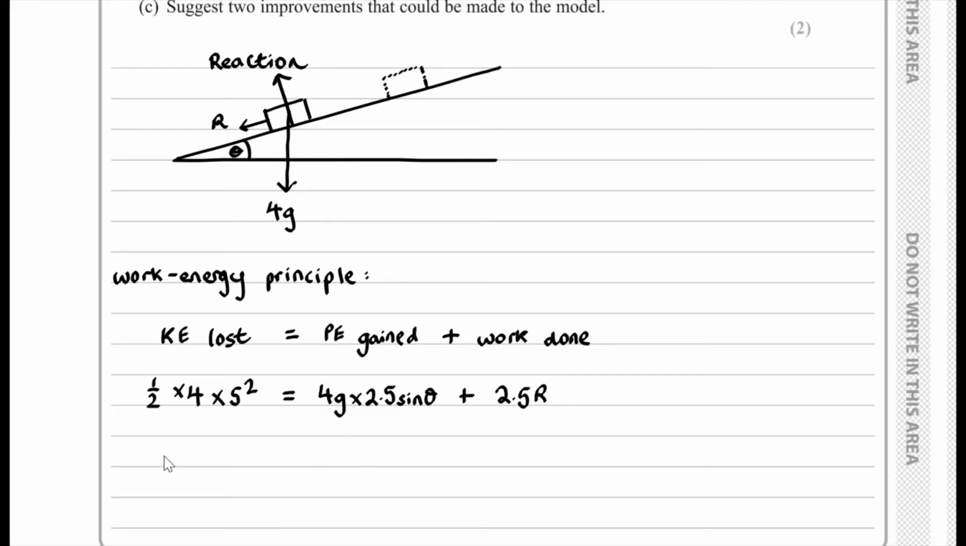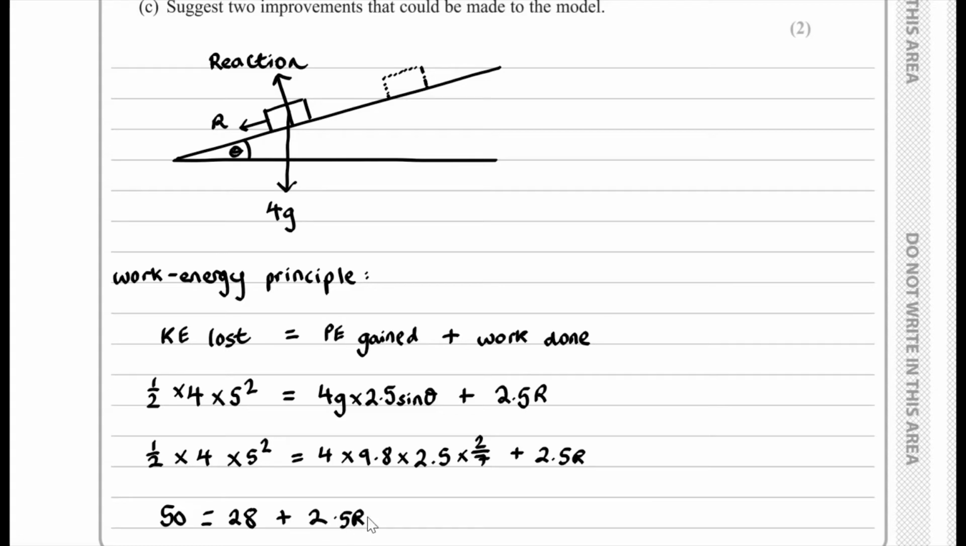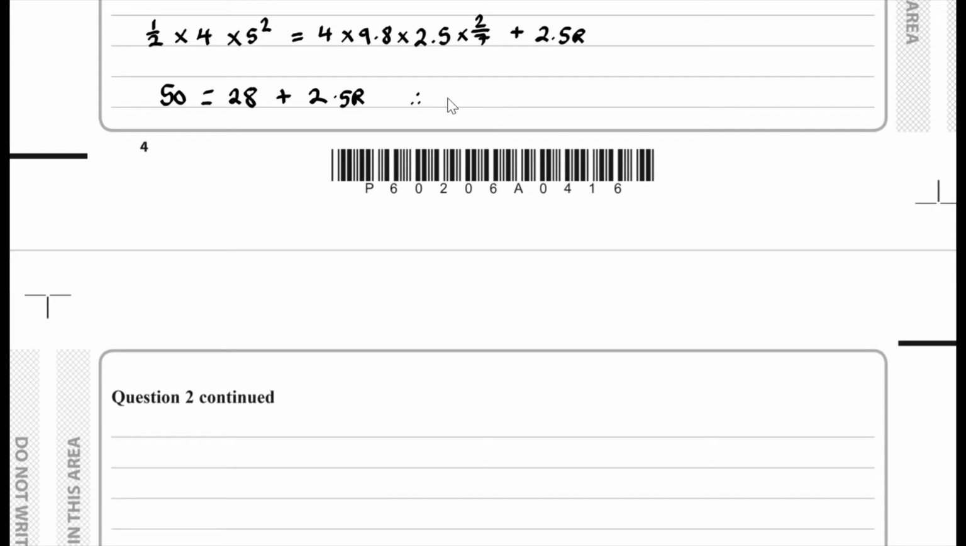Okay, so we know that sine theta is equal to 2 over 7, so we have 1/2 times 4 times 5 squared equals 4 times 9.8 times 2.5 times 2 over 7 plus 2.5 R. So we have 50 equals 28 plus 2.5 R. And if we rearrange for R, you'd find R to equal 8.8. Okay.